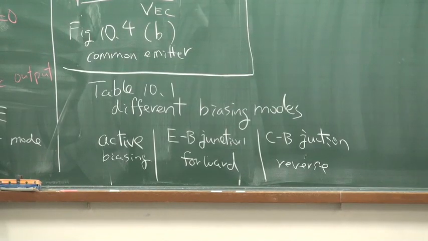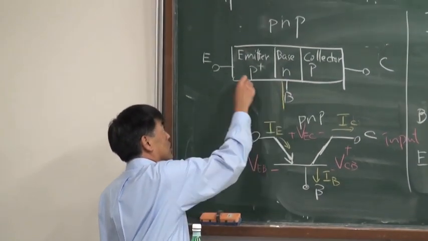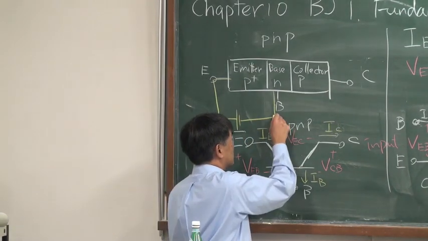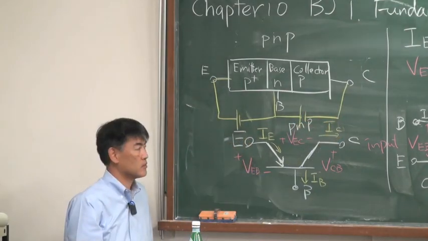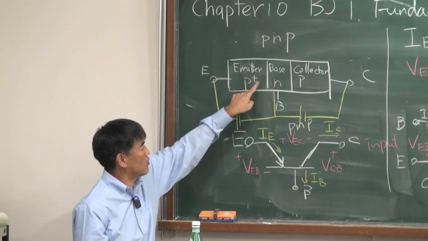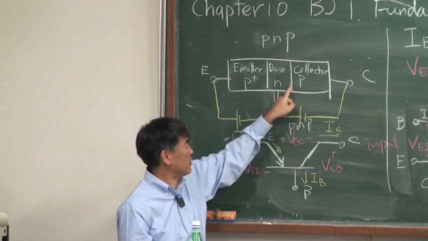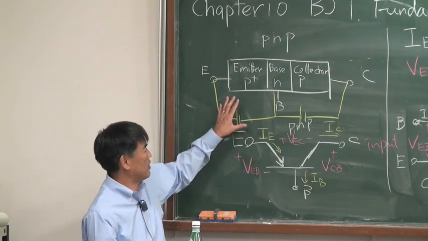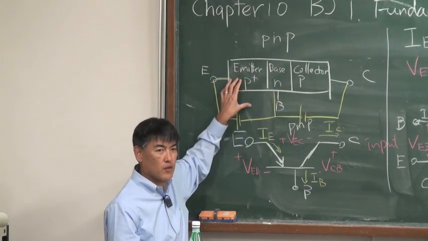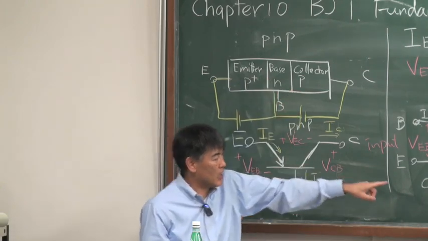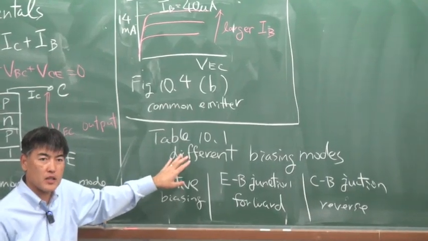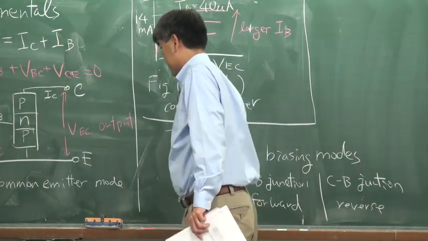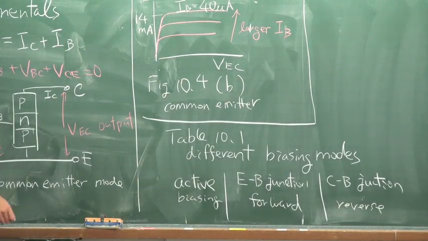So what that means is that emitter base is forward, this part is forward, and this part is reverse. This is forward bias here, and reverse bias here. So that's the commonly used biasing mode. There are four combinations: forward, forward, forward, reverse. So in table 10.1, there are four combinations listed, but for the time being, we are going to concentrate on this active biasing mode.